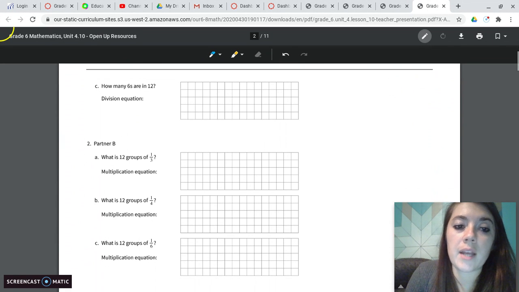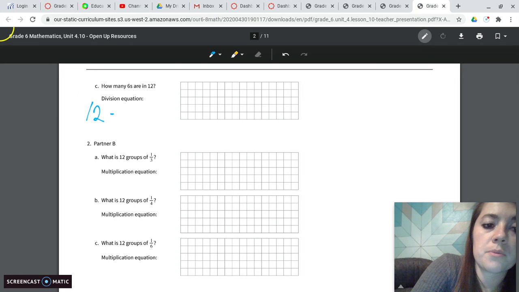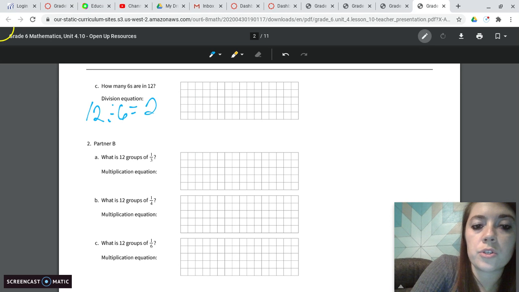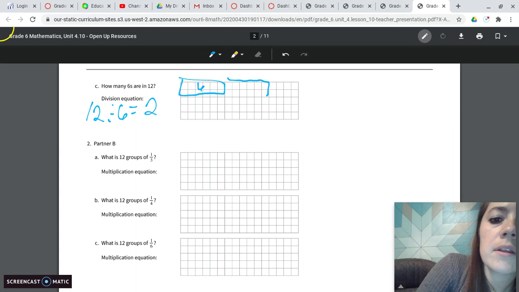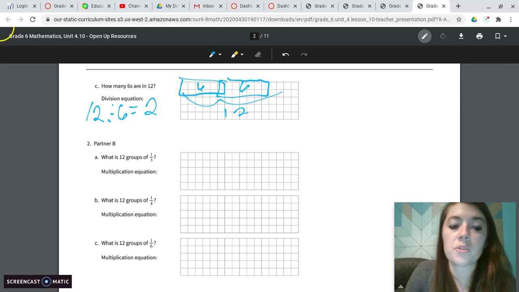All right, the next one, how many 6's are in 12? Well, start with our 12, divide by 6, and it's going to equal 2. So we got 1, 2, 3, 4, 5, 6, and then another 1, 2, 3, 4, 5, 6. Sorry, they overlapped a little. It's hard to see. And that gives us 12.